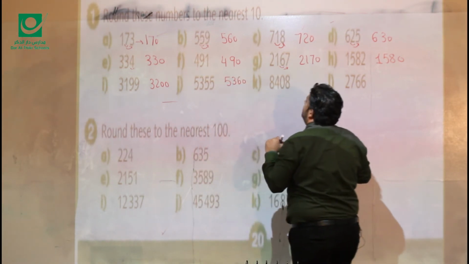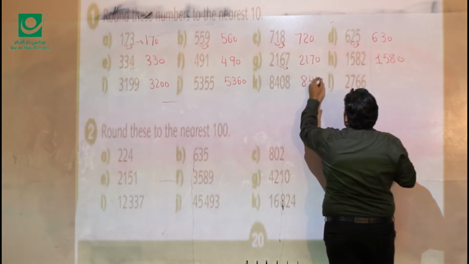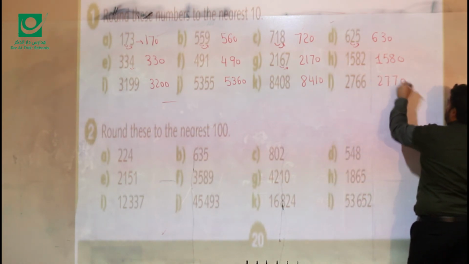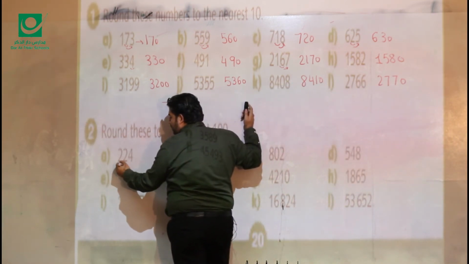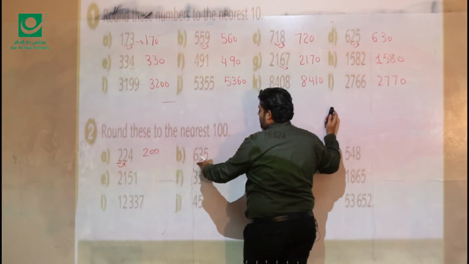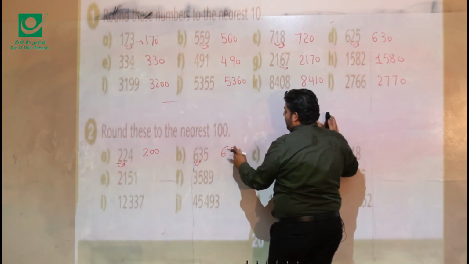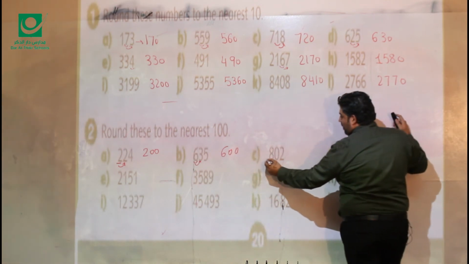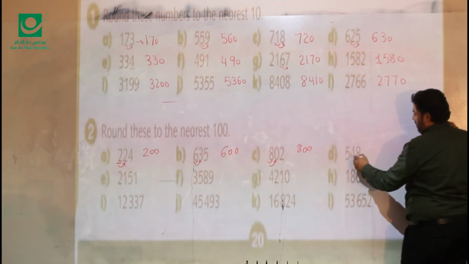55360. 48410. 2770. Easy. Nearest 100, I will solve. Here is the 100. 2. Looking at the number before. 2 less than 5, so the answer is 200. 600. Look at the number before. 630, oh sorry, 600. 8. Look at the number before. 0 less than 5, it's 800. 5, 500.